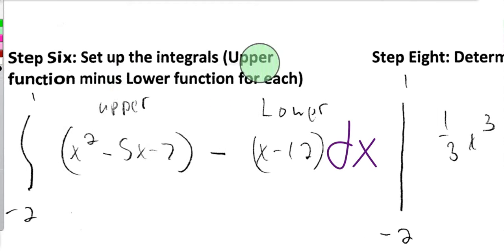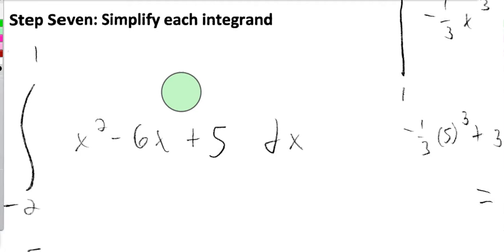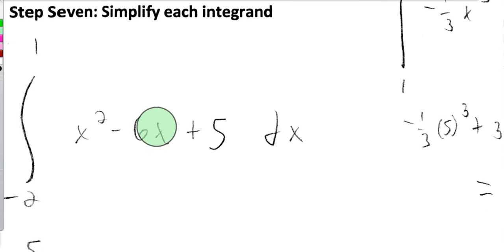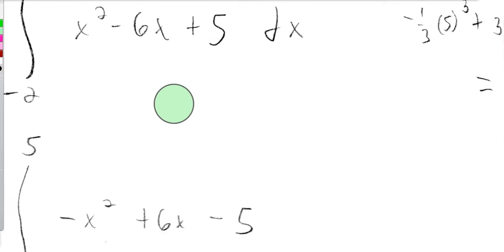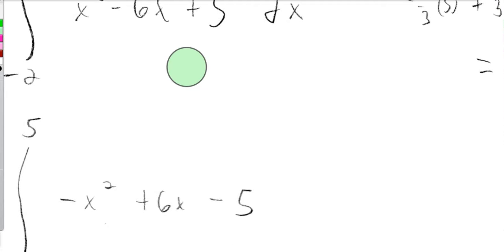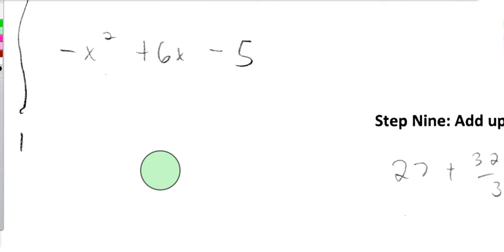For this method, you can do the upper minus the lower, and you will not have to worry about absolute value. Step 7, simplify each integral. So the first one, I will subtract the x and the -12. This will be minus negative 12, so it'll be plus 12. So I'm going to end up with plus 5 on the right. Would it be x squared minus 6x plus 5? For the second one, you can obviously understand that it's going to be the same formula but negative, so it'd be negative x squared plus 6x minus 5.